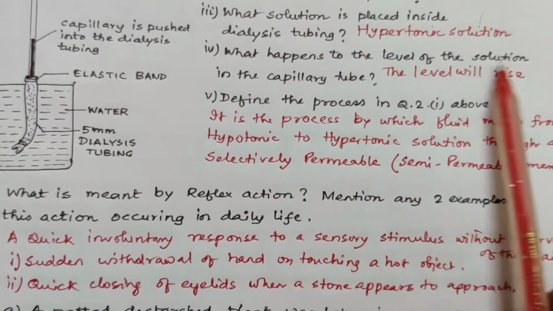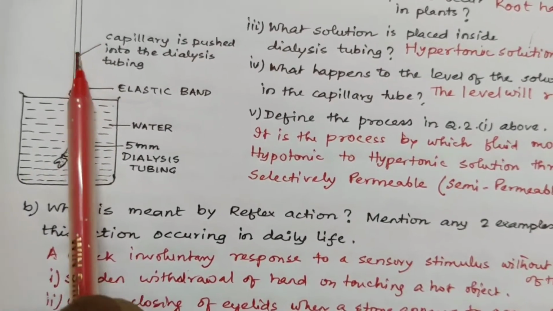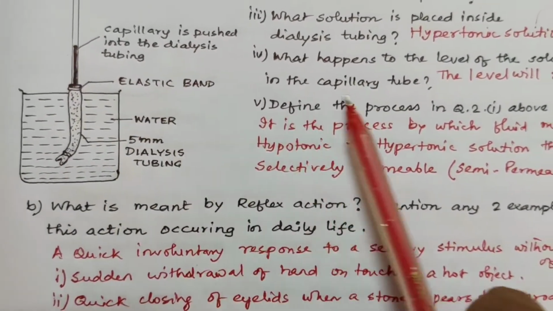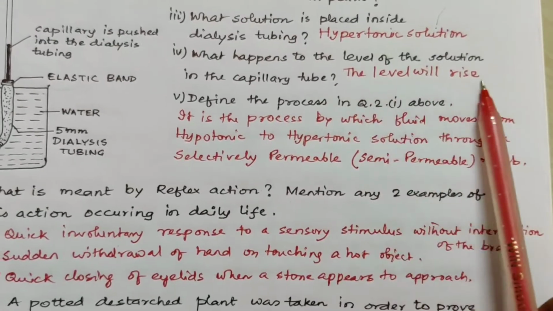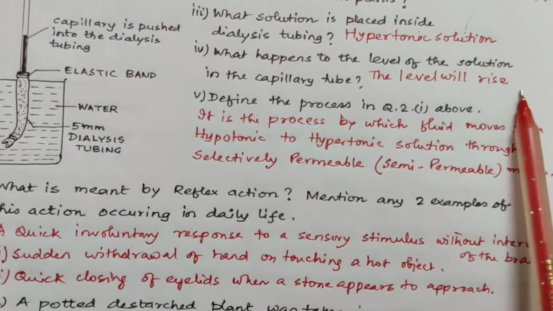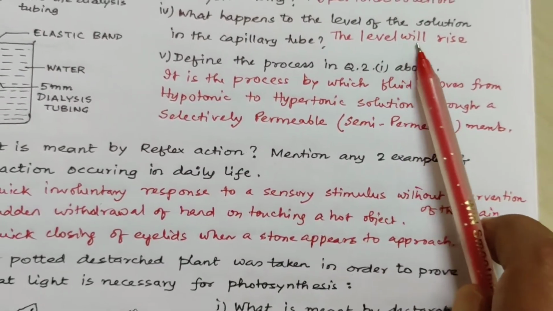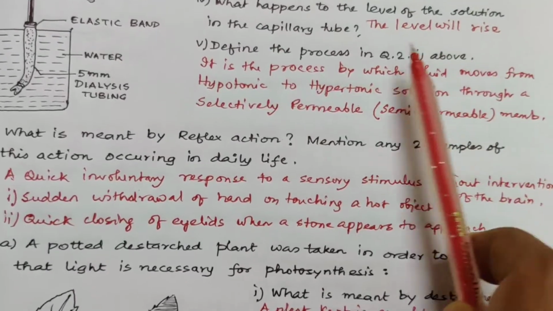What happens to the level of solution in the capillary tube? This is the capillary tube. What will happen after the experiment? It will rise. The level of the solution in the capillary tube will rise. Now you have to write only this much: the level of the solution will rise.